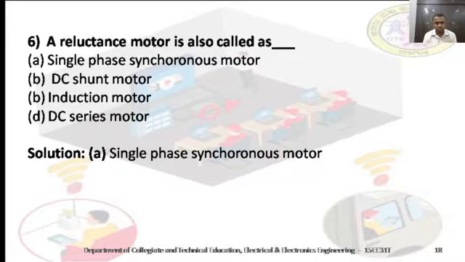A reluctance motor is also called as dash: single phase synchronous motor, DC shunt motor, induction motor, DC shunt motor. The answer is single phase synchronous motor. The single phase means we are applying only the single phase AC supply to the motor, and it will be running at synchronous speed. Hence, it's so called as single phase synchronous motor.